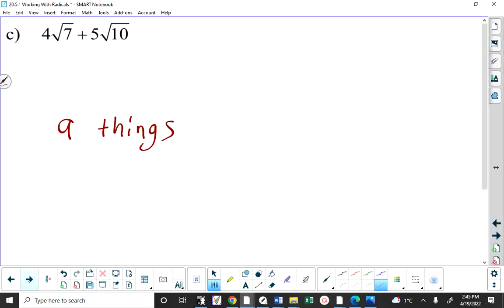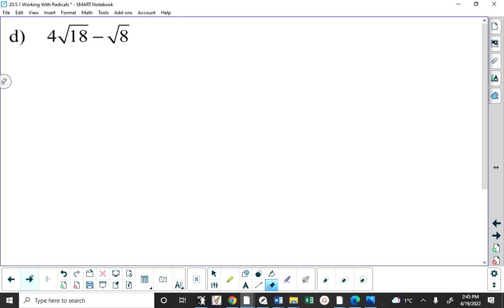Do you have 9 things? Yeah, you do, but you can't simplify them. So we can't do anything there. Let's try another one. Can we subtract these? Can we take root 18s and take away root 8s? No. But we can simplify root 18 and simplify root 8. And this is what you're going to be expected to do.